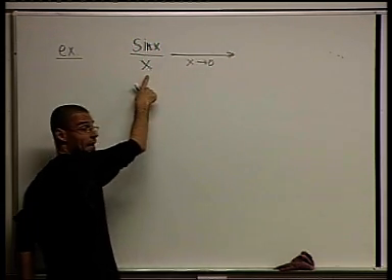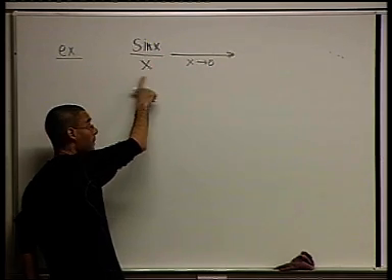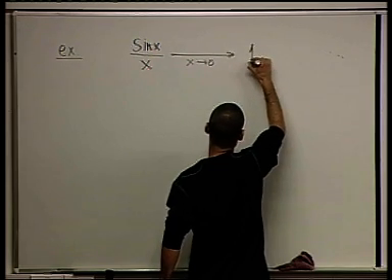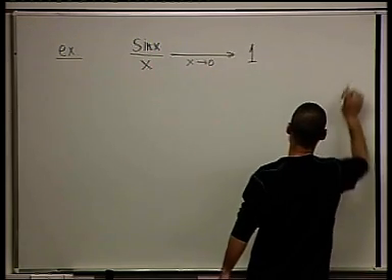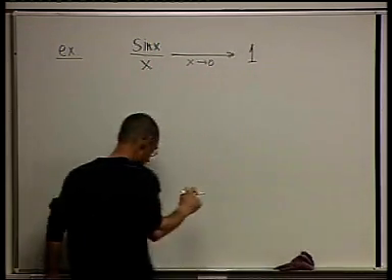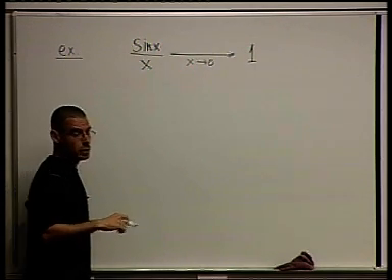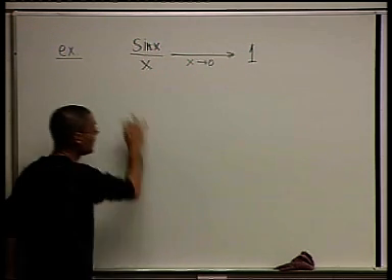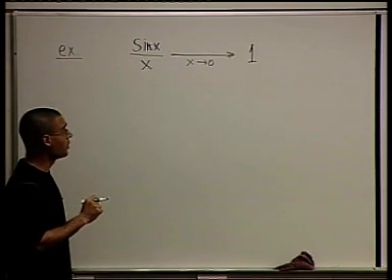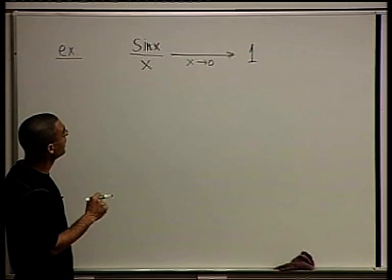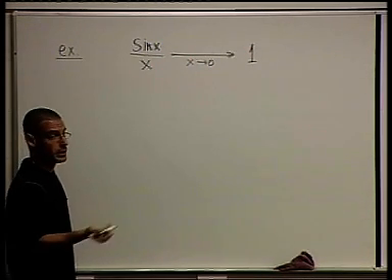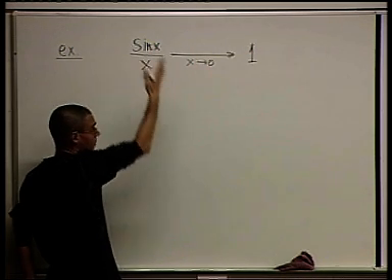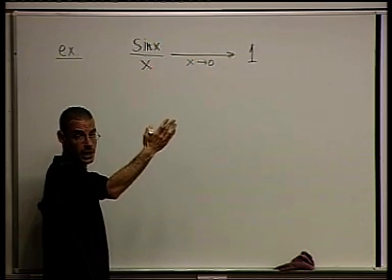Note that it's not defined at 0, right? But as x approaches 0, it has a limit, and that limit is 1. And I want to prove this. And none of the tools that we developed so far can handle this. Okay, so all the limit arithmetics won't work because the bottom goes to 0, so we can't do quotient, right?